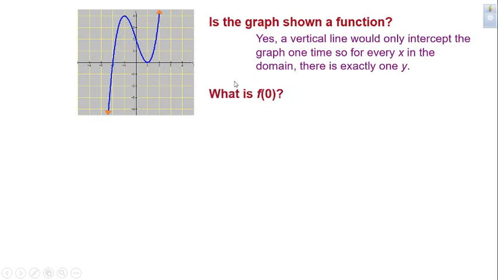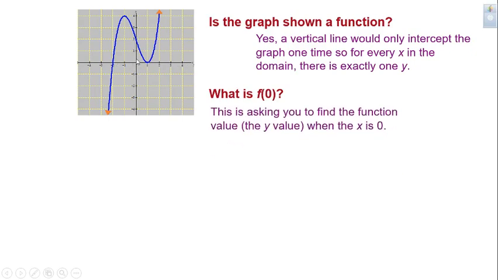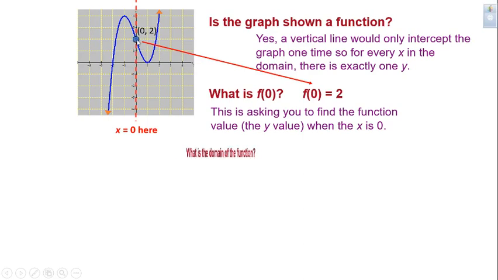To find f of 0, what we do is look for 0 on the x-axis and then draw a vertical line there to see where that vertical line crosses the graph. And that point, the y-coordinate is the value. So f of 0 is 2, because the y value that corresponds to 0 on the x-axis, the y value in the graph, is 2.